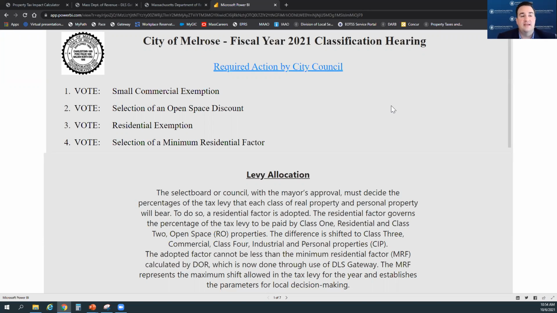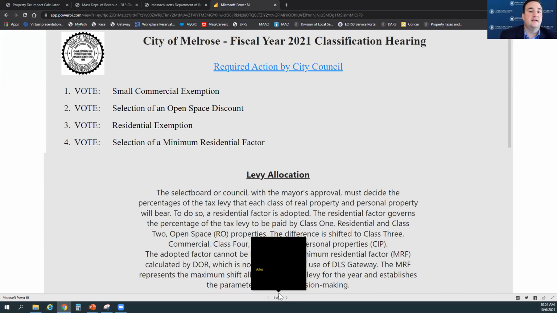So first I want to start with book holders. So at the beginning of the book, the first book holder, what you want to do is inform the city council, board of selectmen, why they're there, what votes need to be taken, and just a basic explanation of a classification hearing.